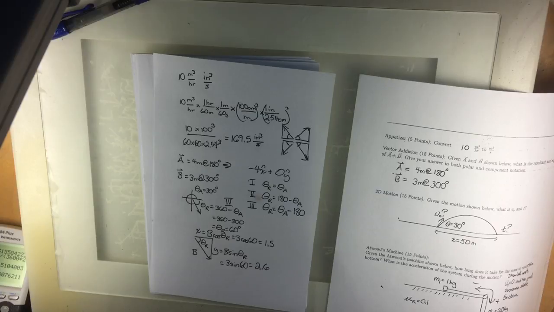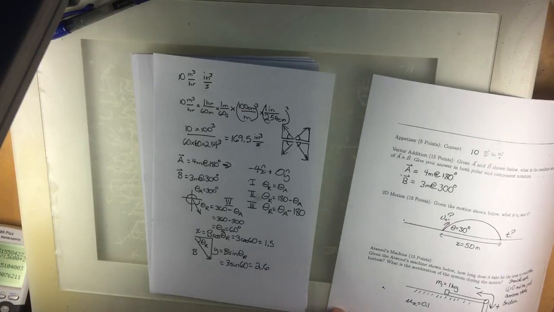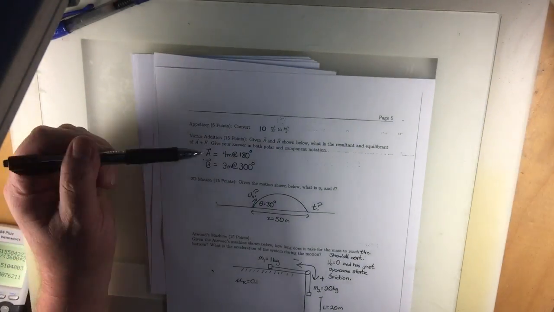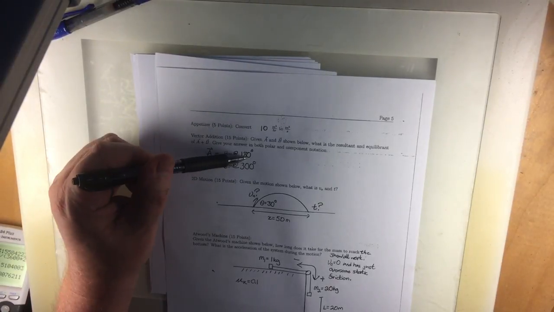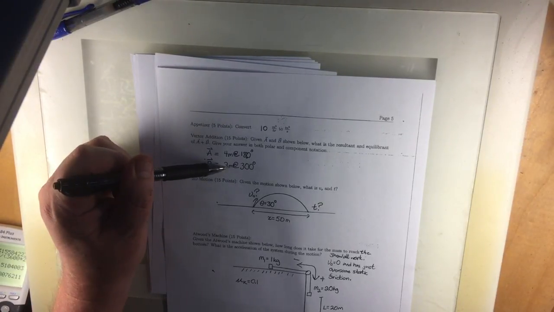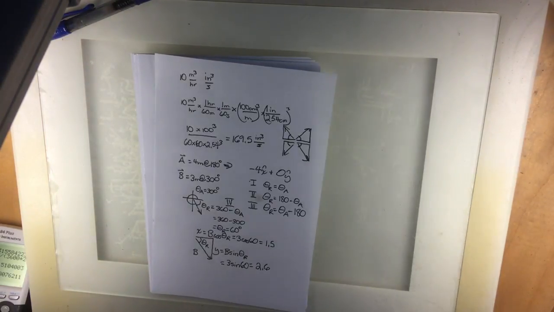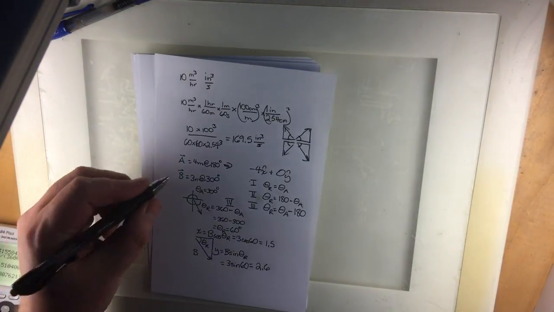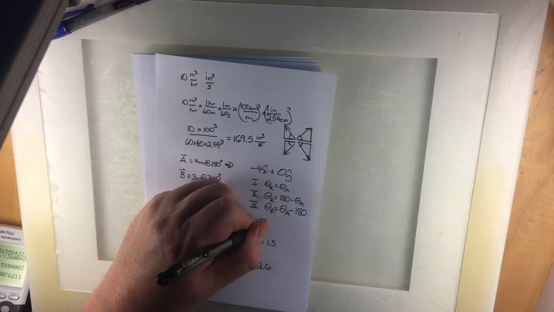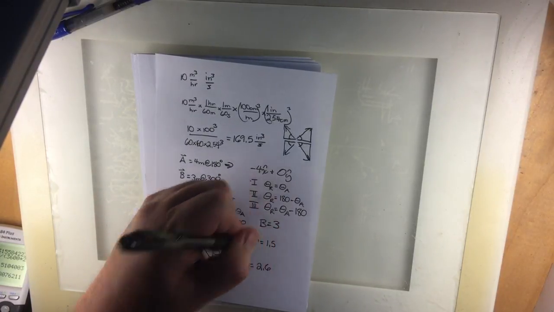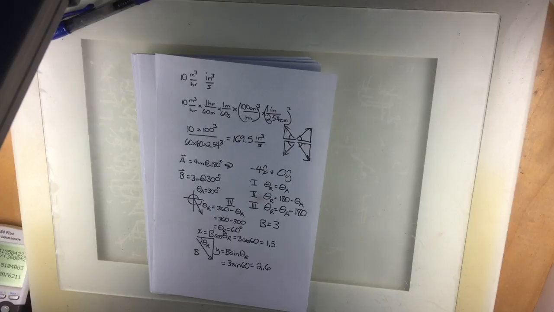Where do I get the 3 from? I give it to you. Because A is 4 meters at 180, B is 3 meters at 30, or at 300. So the value of, I mean, it's a good question. The value of B in terms of its magnitude is 3. So that's where the 3 comes from. It's the length of the B vector.